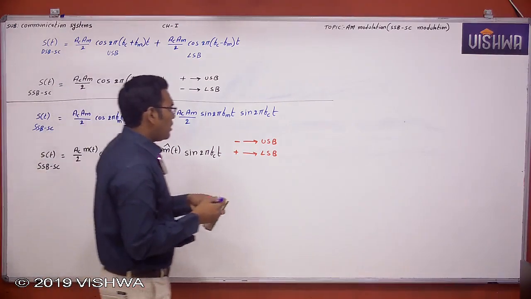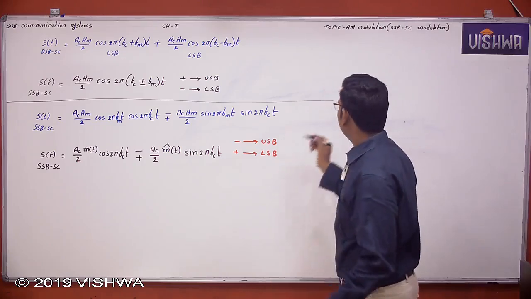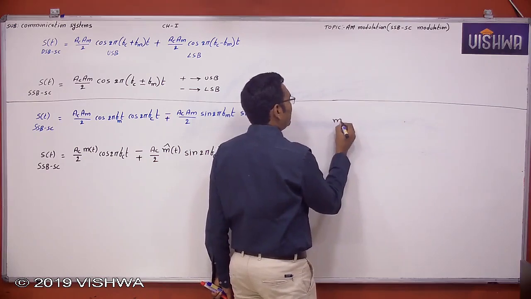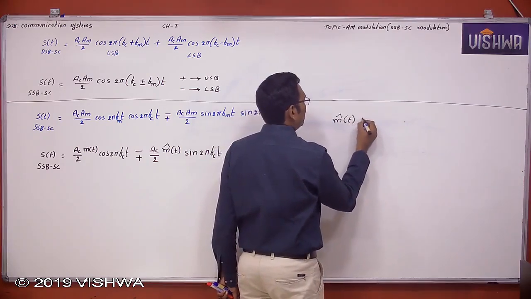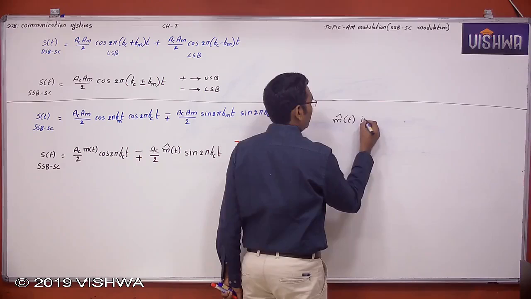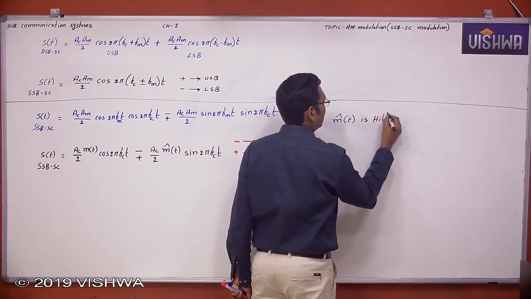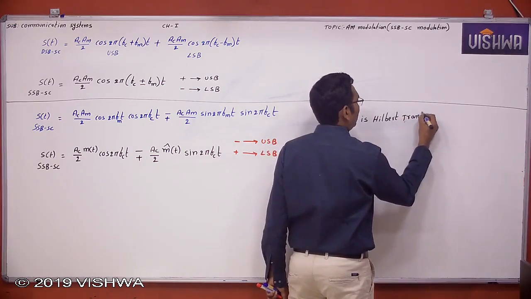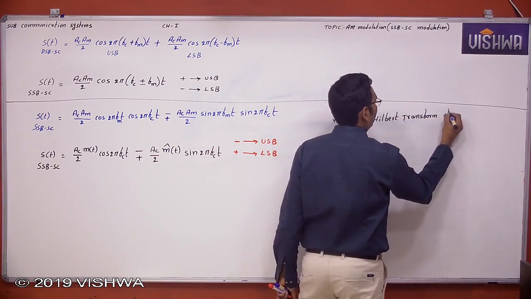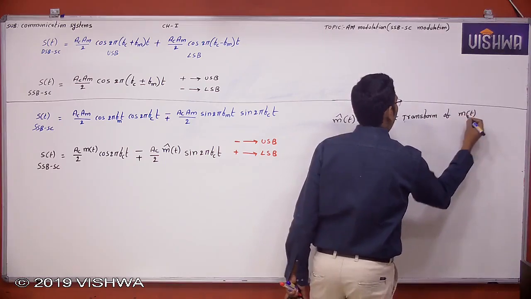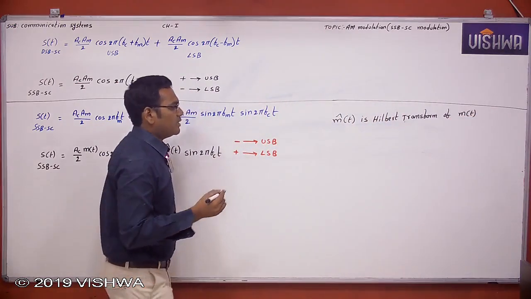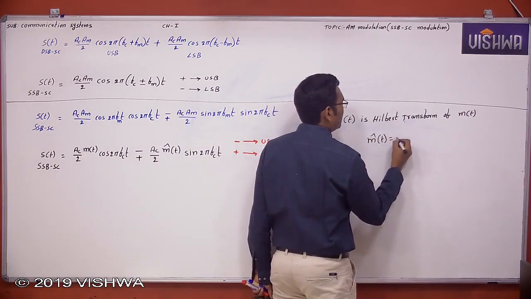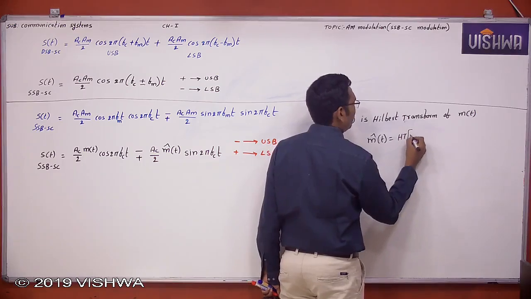Now see here. Now sir, what is that M cap of T? M cap of T is the Hilbert transform of M of T. So M cap of T is equal to the Hilbert transform of M of T.